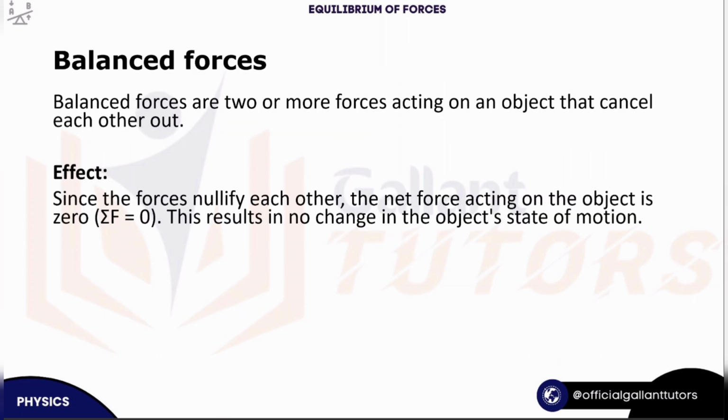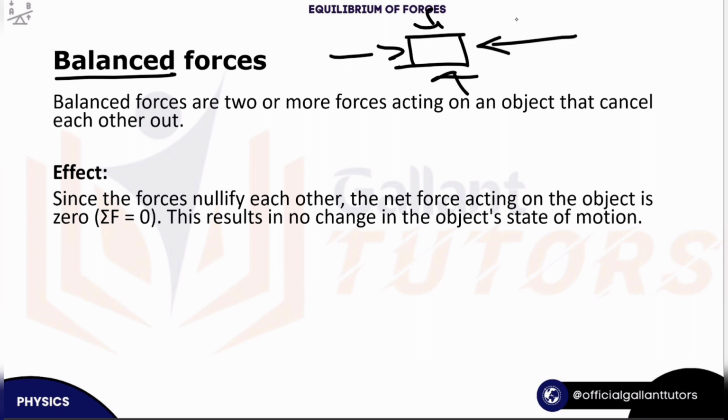Alright, balanced forces. In short, the name says it all, so I won't distress myself explaining the details. When it says balanced, it simply means that in an object, let's say a box, there are balanced forces. So that's the scenario that has been used. That means the upward force is more or less equal to the downward force, and the left force is equal to the right force.